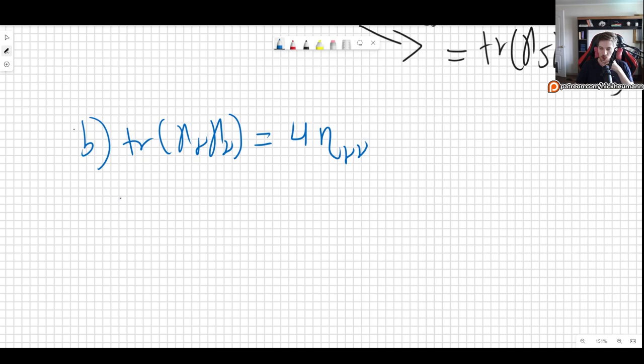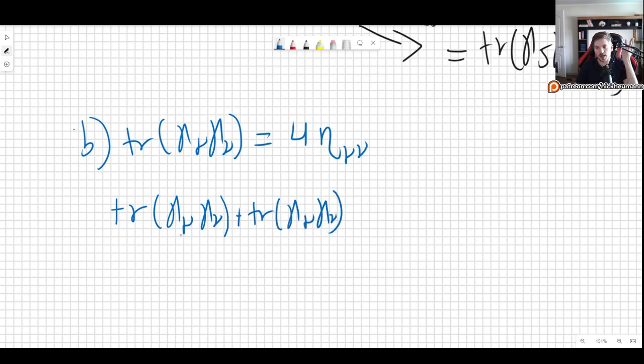So what we will do is say, okay, so the trace of gamma mu, gamma nu, right? What we can do is say, all right, but let's also add something else. So we can also say, okay, let's add the same thing. So trace of gamma mu, gamma nu, so that we have twice this trace, but now we divide by 2, right? So we basically multiplied and divided by 2. So nothing weird going on.